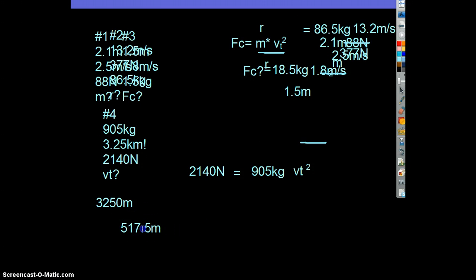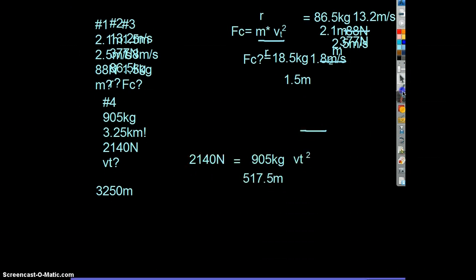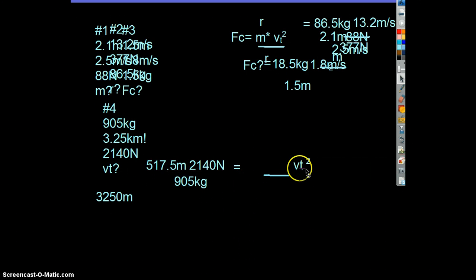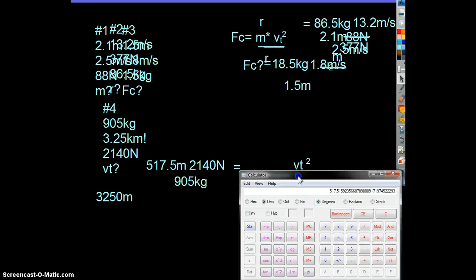So then I stick that right over here, throw my divide sign in, thusly, right? Dividing by that. Gotta do a little math. So my radius has to be multiplied over. My mass has to be divided over to leave VT squared alone. We will have to square root when we're done. So let's get that calculator back up.